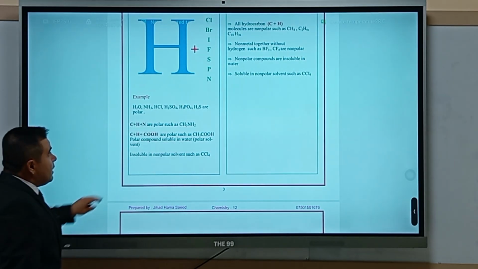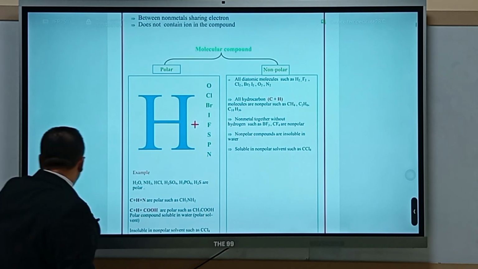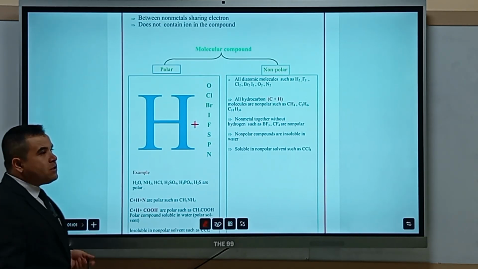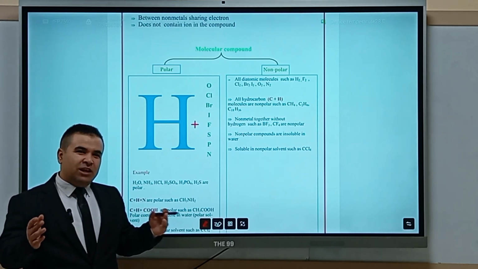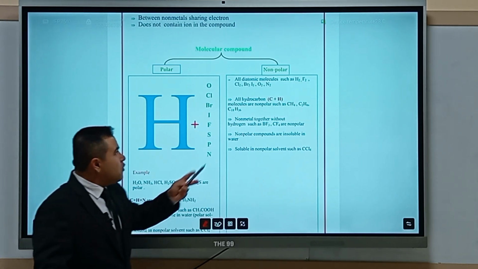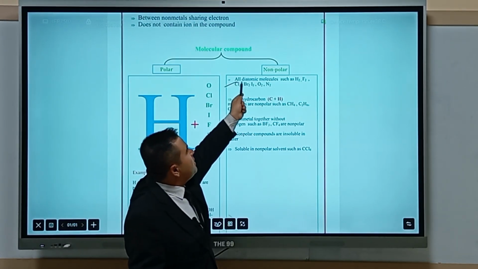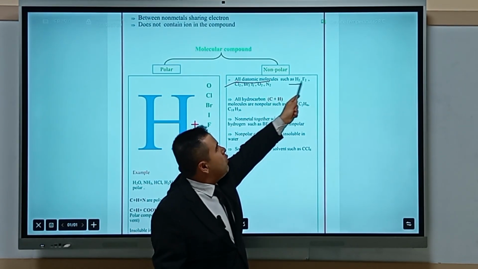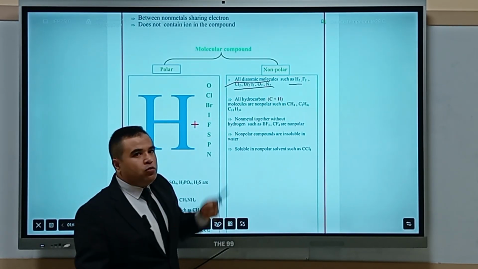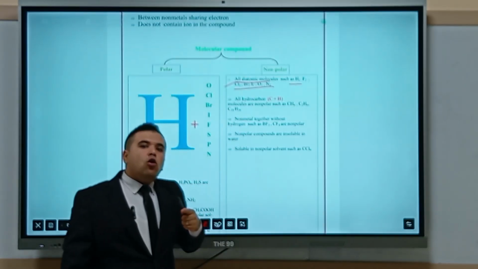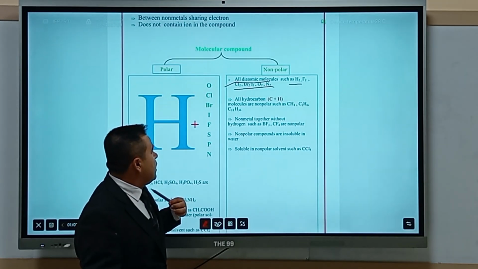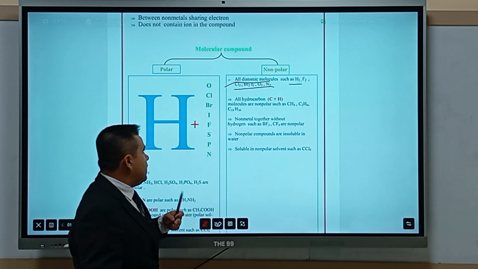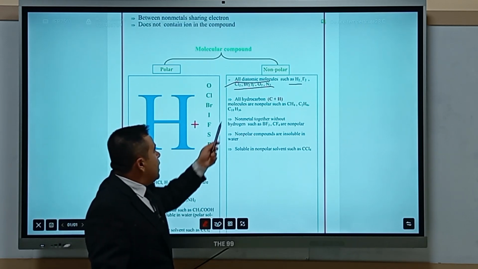How about the non-polars, guys? Of course, the diatomics are all non-polar because you get an electronegativity difference of 0. So all diatomics, which are given here: H2, F2, N2, O2, I2, Br2, and Cl2. They're all non-polar molecules.